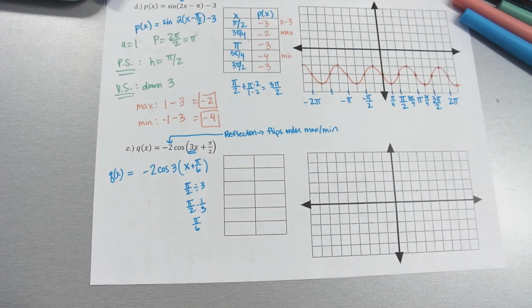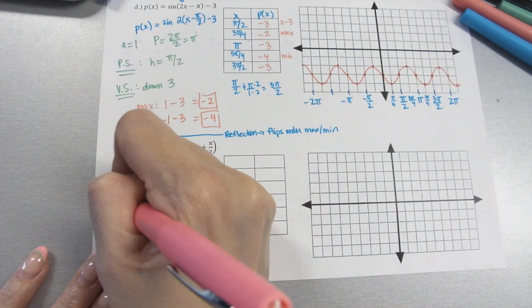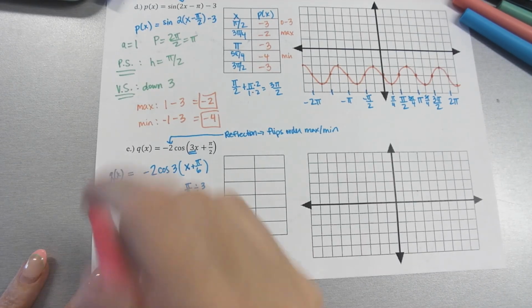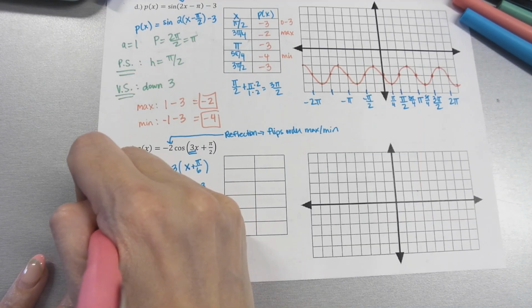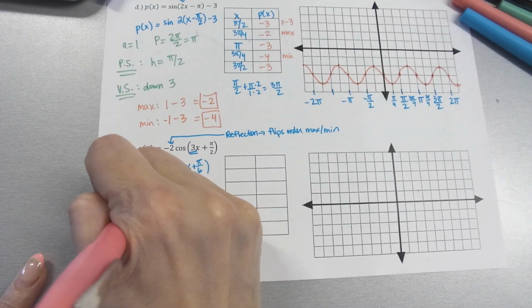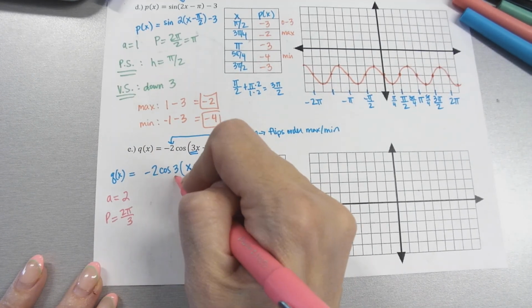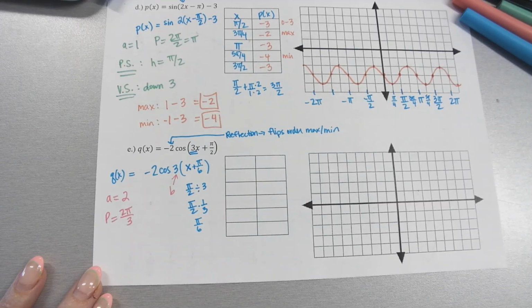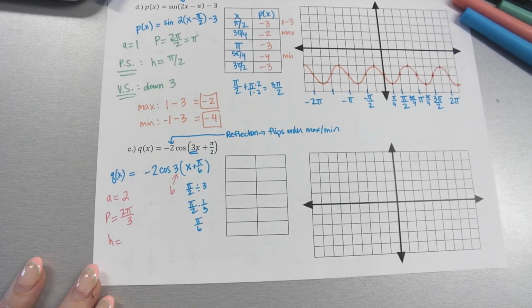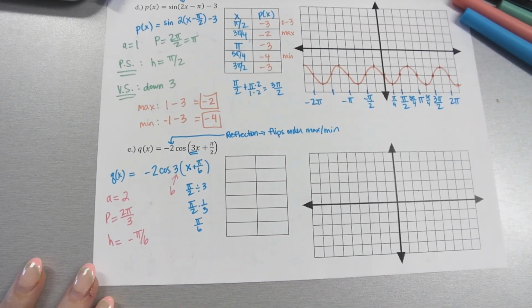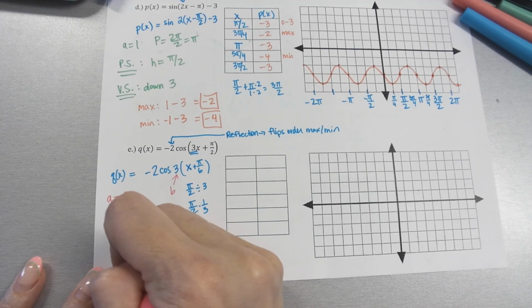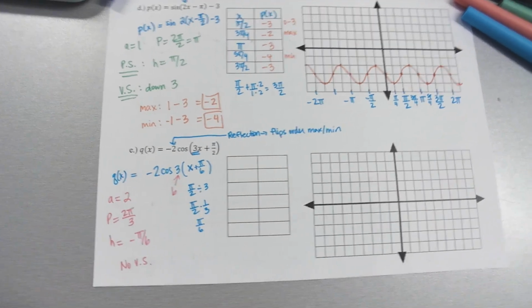There's no vertical shift for this one, so we don't have to worry about that here. But we are going to find the amplitude, which is always positive. So positive 2 is your amplitude. The a value is negative 2, but the amplitude is 2. Your period is 2 pi divided by 3; 3 is your b. There's no vertical shift, but you do have a phase shift. Now you can see it's a negative pi over 6. It's not the pi over 2.